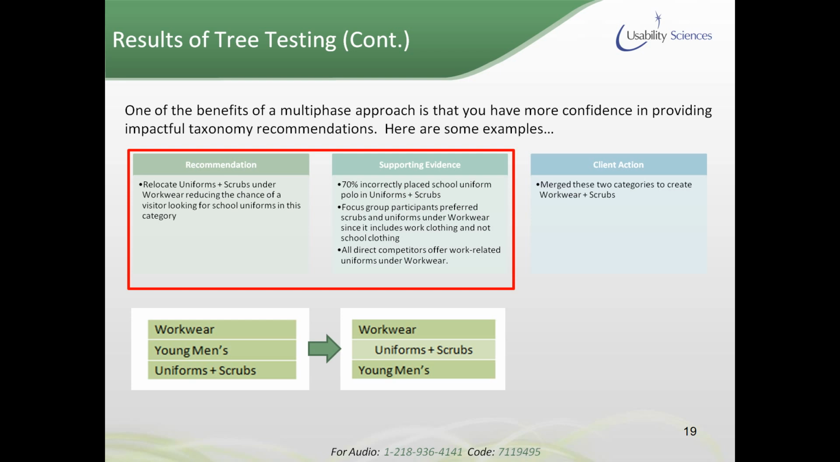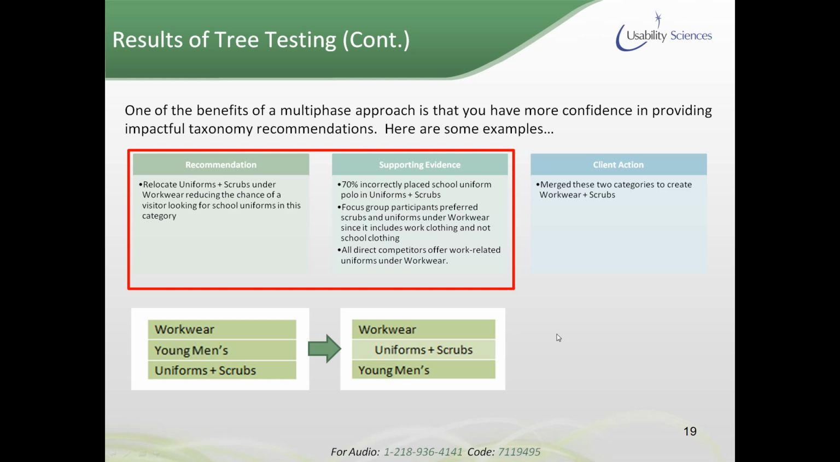under workwear. When we did the competitive taxonomy assessment, we also found that all of this client's direct competitors offer work-related uniforms under workwear. So it really supported our recommendation. Because again, the thinking is if you're faced with looking for school uniforms and your choices are workwear, young men's, you're less likely to be led astray by going down these choices than you would if uniforms and scrubs was displayed at the same level.